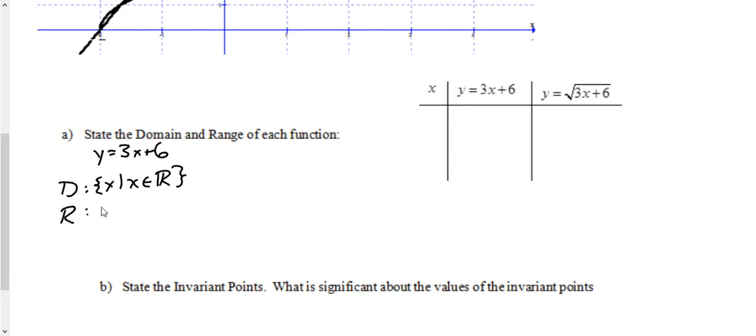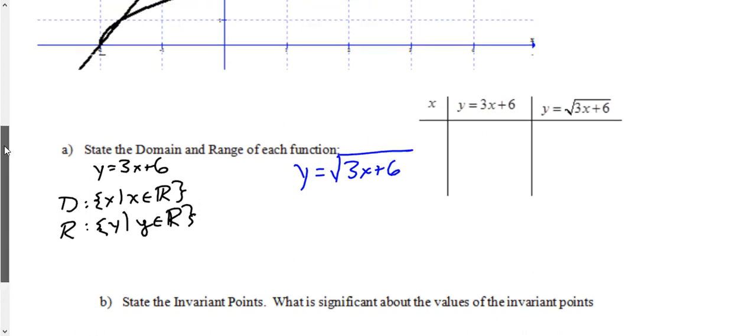For our range, the lowest we're going to go is negative infinity, the highest we're going to go is positive infinity. So here we have y is an element of the reals. In my new function here, let's do it in a different color. So it's basically y equals square root of this 3x plus 6.